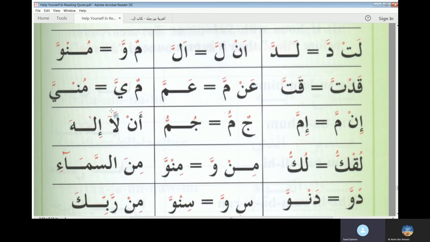Don't say an. Because of shadda noon sukoon is ignored, so it will become Allah. Ilah. Okay. Allah ilaha.